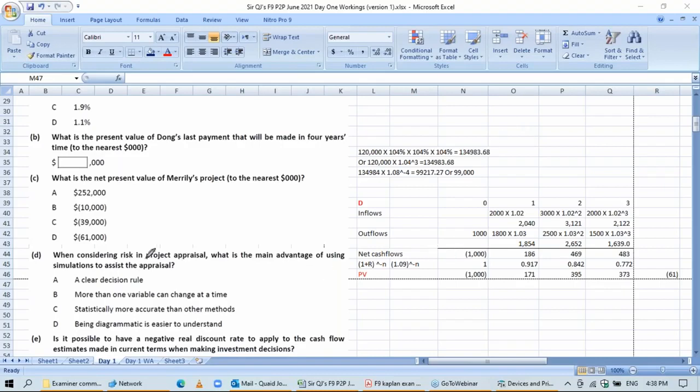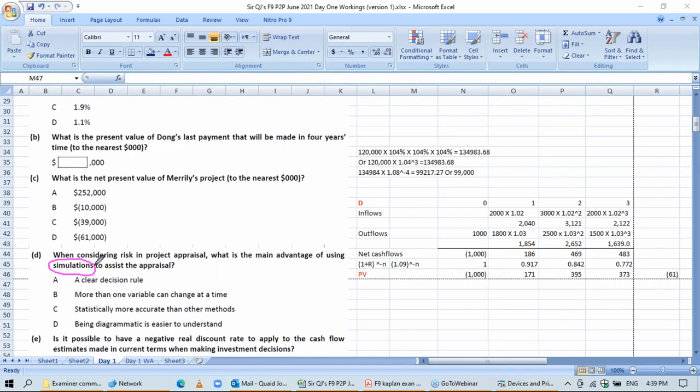Let me tell you a bit about project simulation. When considering risk in the project, what is the main advantage of using simulation to assess the appraisal? So what are simulations? Simulation is a technique in which we can change various variables like selling price, variable cost, and fixed cost at the same time, and check what the NPV of the project will be if these variables change in future.